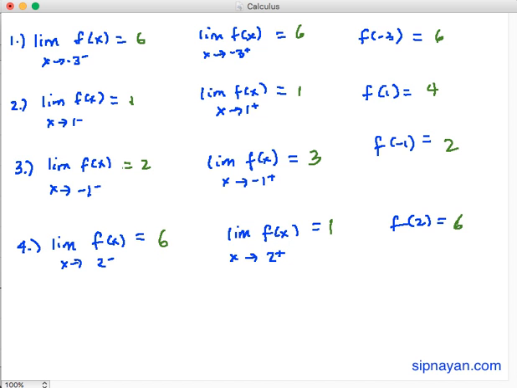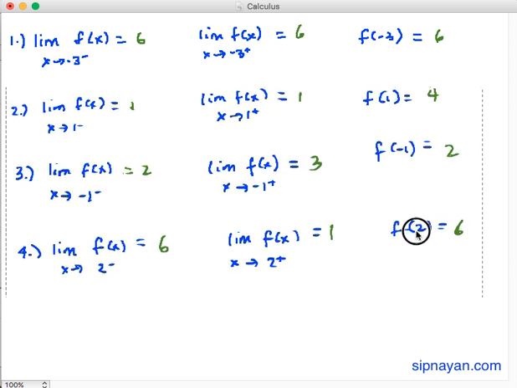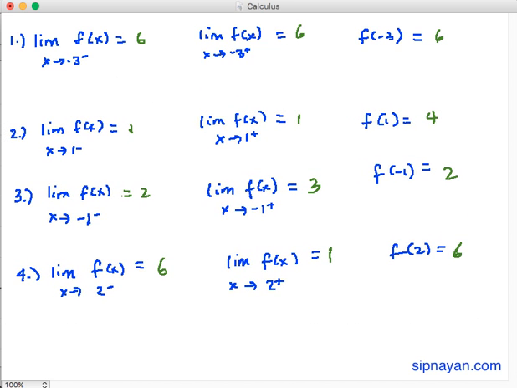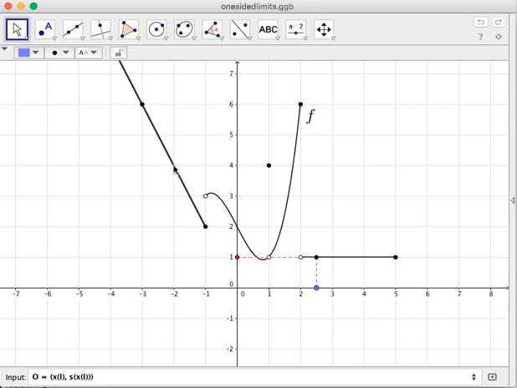So ibig sabihin, sa first number natin, we have the limit of f of x as x approaches negative 3 is equal to 6. So, wala na siyang plus or minus. Ibig sabihin, kung mapapansin nyo dito, sa isang number lang sila nag-approach, parehong 6, no? So, from the left, tsaka from the right, no? From the left, papuntang 6. From the right, papuntang 6. Kaya sila may limit. The limit exists.